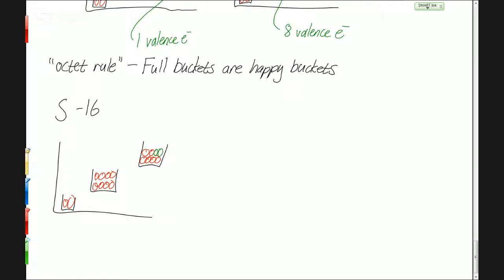Now, normally, as it seems you figured out, you'd go with whatever the smaller number is. It's going to be easier to add 2 than to take 6 out. So the most common ion of sulfur is sulfur 2 minus, and that's correct. That is the most common ion of sulfur. So we can use this idea of how the electrons are set up in the atom to figure out what the most common ions of various elements would be.